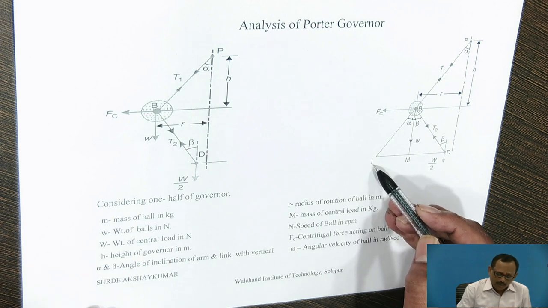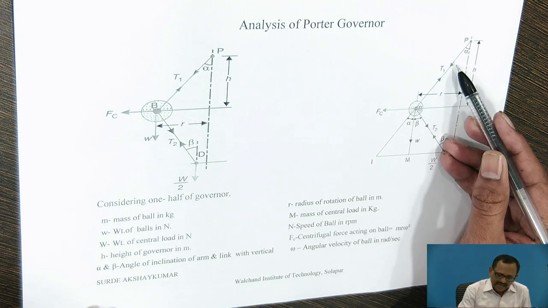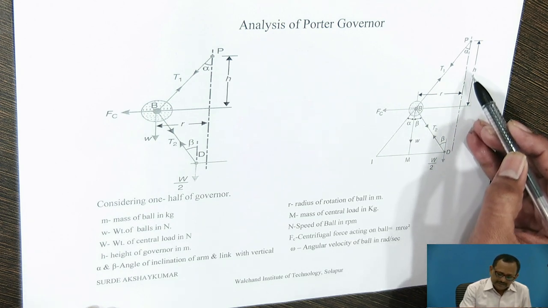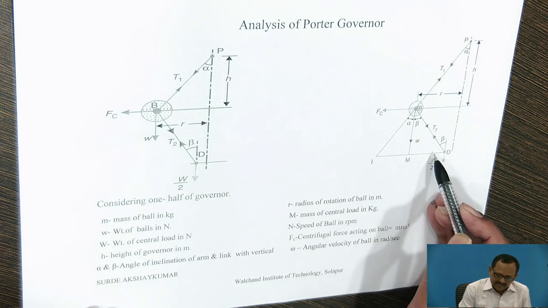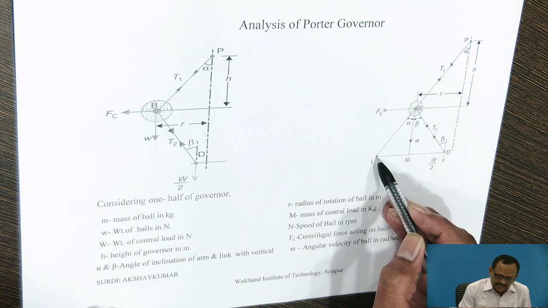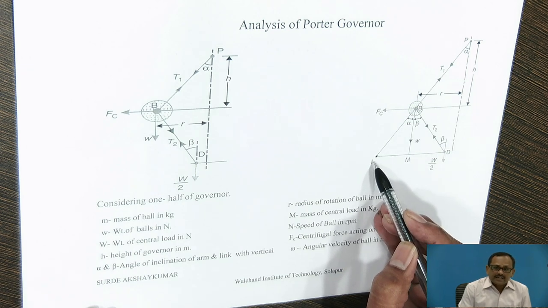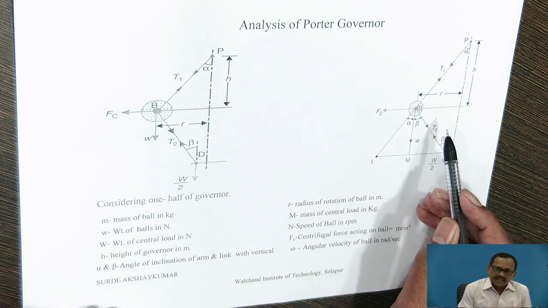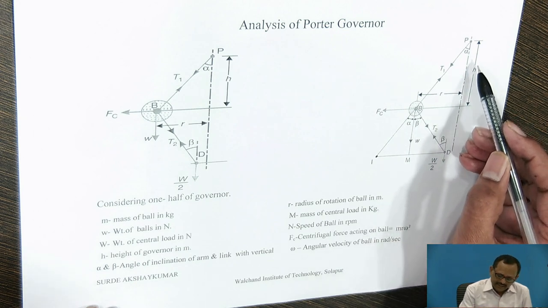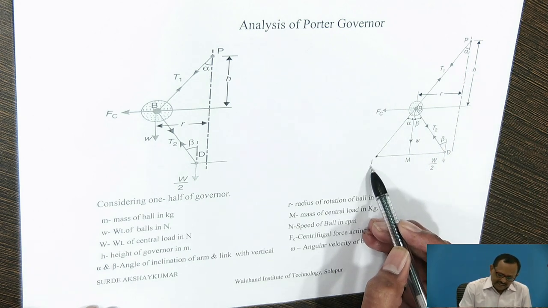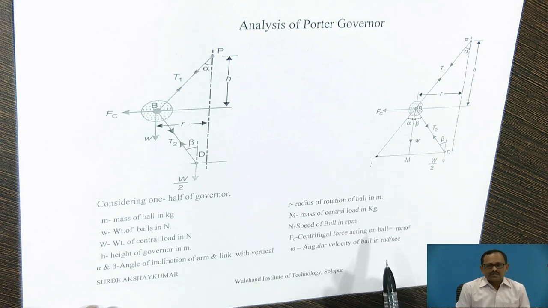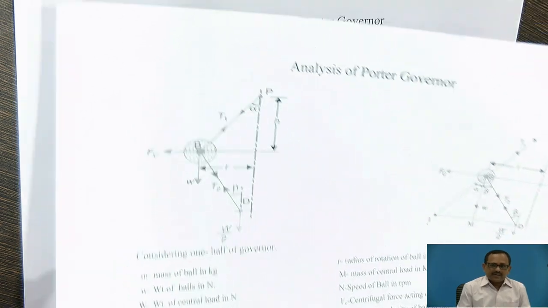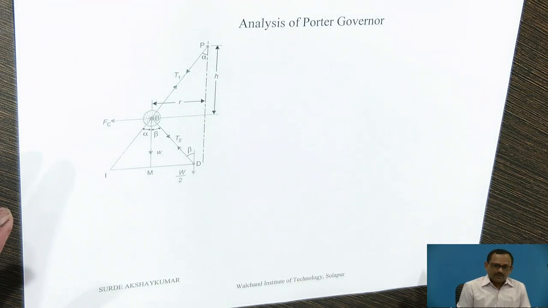As shown in the second figure, the instantaneous center I is obtained by extending the arm PB, and a line is drawn through point D perpendicular to the axis of the governor. These two lines will intersect at a point which is known as the instantaneous center of rotation, about which the configuration of the governor rotates. Now, we will develop the relation between height and speed of the governor.